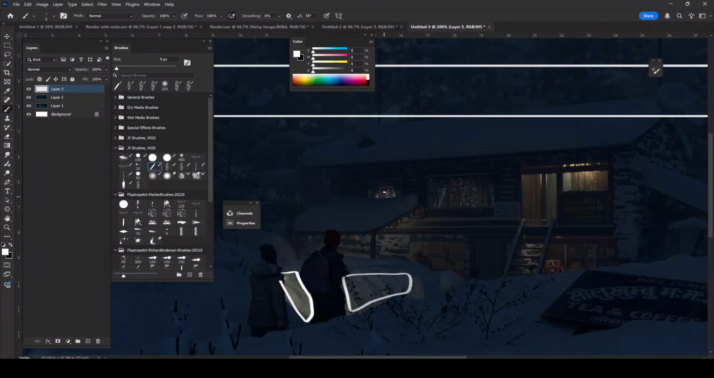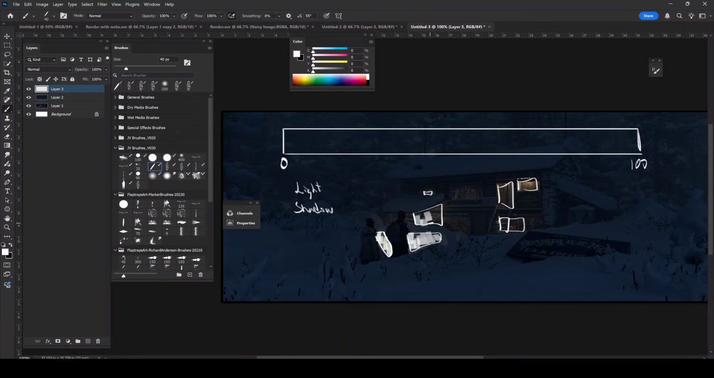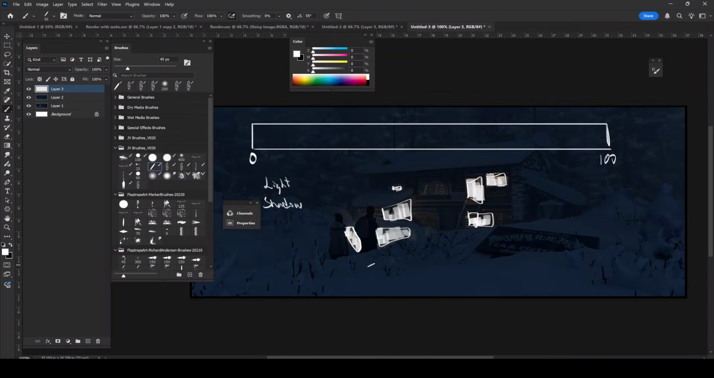One of the most important things about this is that your light areas and your shadow areas need to contain their own separate value range. Once you start blending those together, your image is going to start looking muddy and it's really hard to read. So let's check it out.